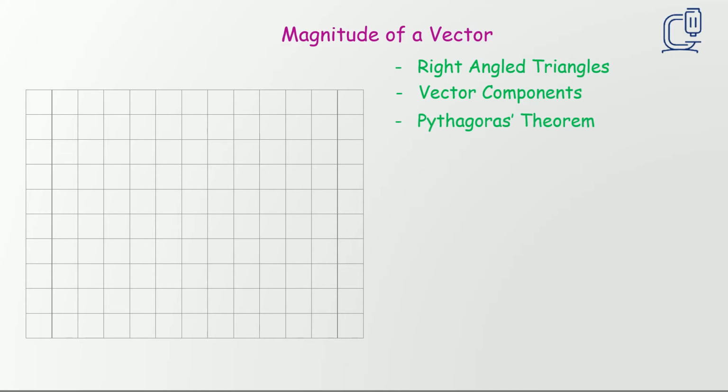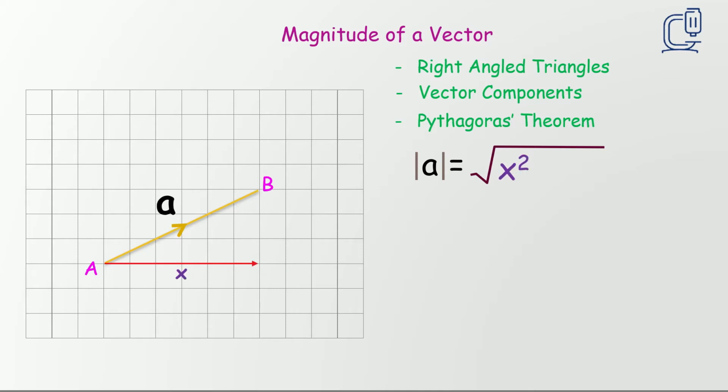Let's go back to our example AB. The length of the vector is its absolute value, and we use the modulus symbol to represent this. So the equation looks like this: |AB| is equal to the square root of x squared plus y squared. Now this is Pythagoras' theorem. Using this example, we have x is equal to 6 as we move 6 squares to the right from point A, and y is equal to 3 as we move 3 squares up to reach point B.